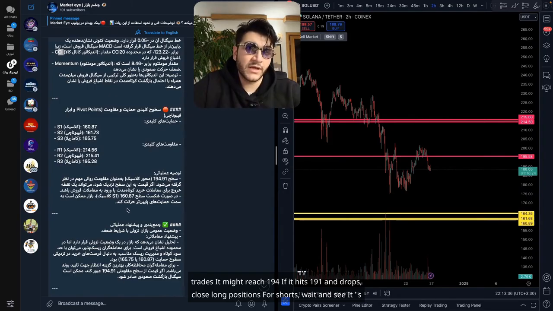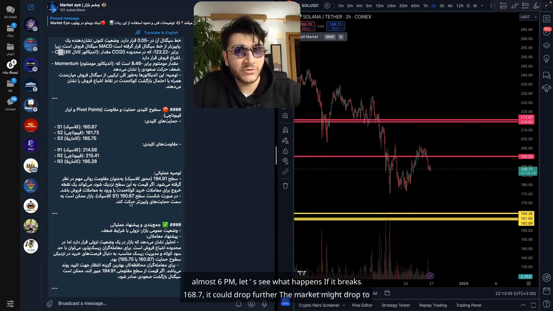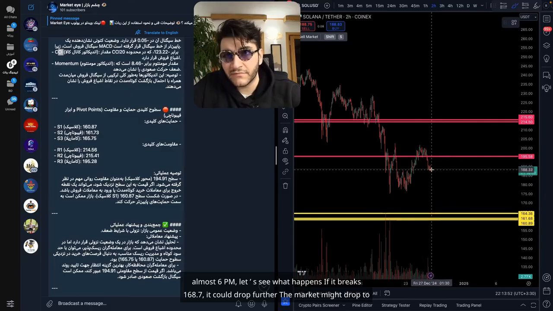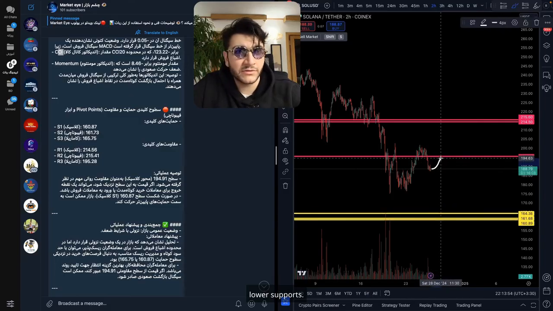It might reach 194. If it hits 191 and drops, close long positions. For shorts, wait and see. It's almost 6 p.m. Let's see what happens. If it breaks 168.7, it could drop further. The market might drop to lower supports.